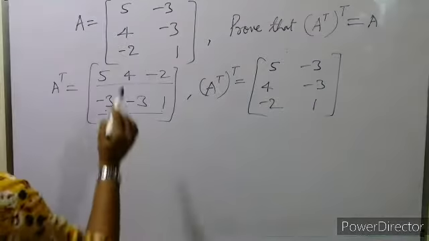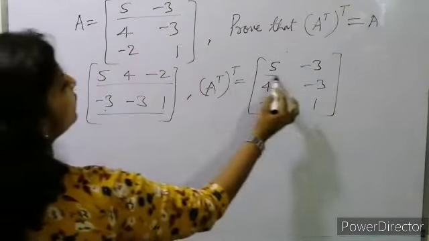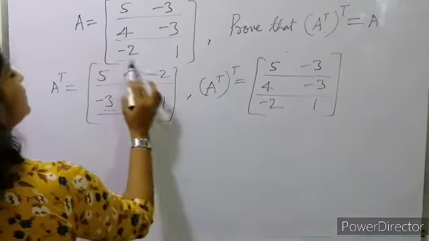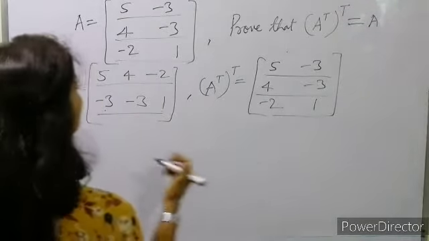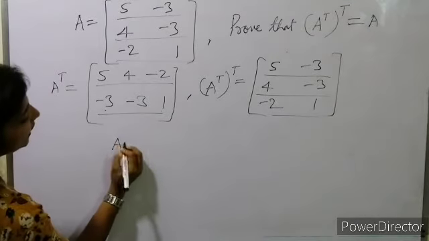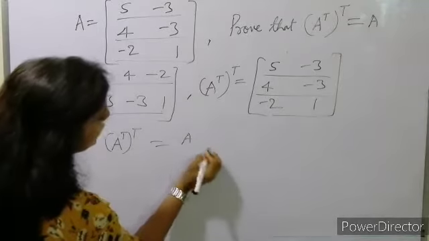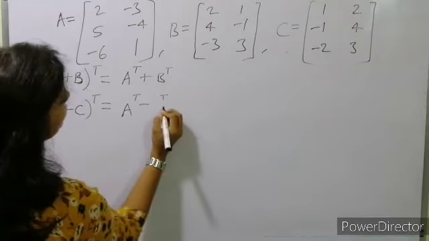Now can you compare this? The first row is the same. The second row is 4 minus 3, 4 minus 3. The third row is minus 2 1, minus 2 1. So can you see this? The transpose of A transpose is equal to A. Proved.